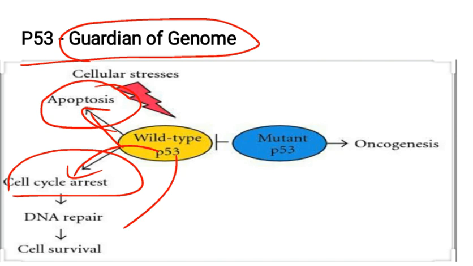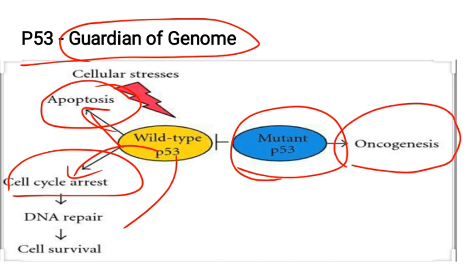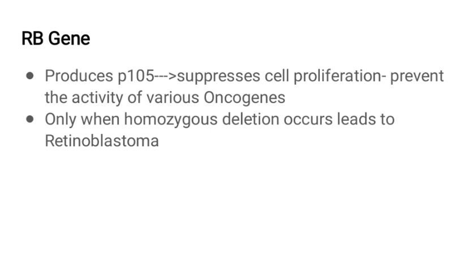So if there is going to be any mutation in this P53 gene, then obviously the cell will continue to keep on dividing, okay, and as a result it will eventually lead to oncogenesis, that is cancer formation, right? Next we'll see about the RB gene.